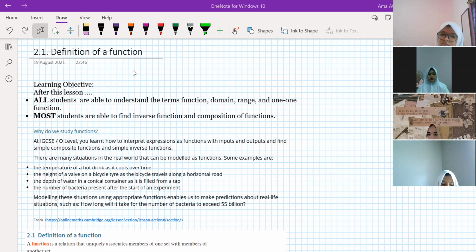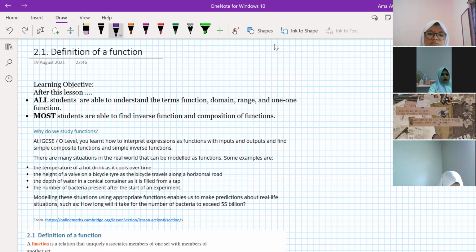What I expect after this lesson from the students today is, first, all students are able to understand the terms function, domain, range, and one-one function. This I will evaluate for every student. You need to understand what a function, domain, range, and one-one function are. The second thing I expect is for students to be able to find the inverse of a function and the composition of functions. We will see this in the second lesson.